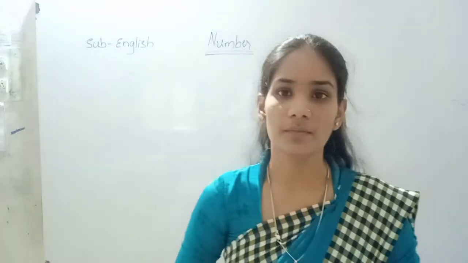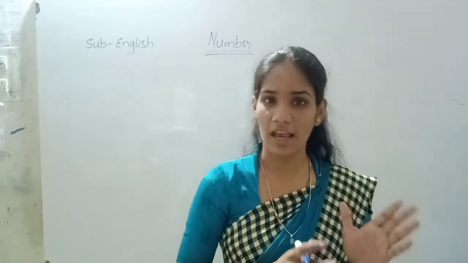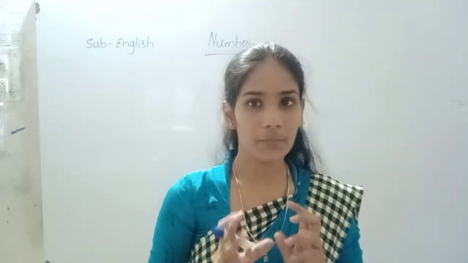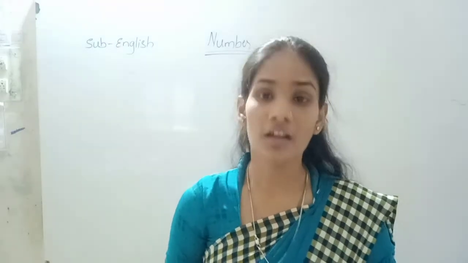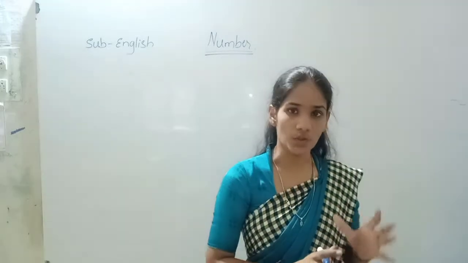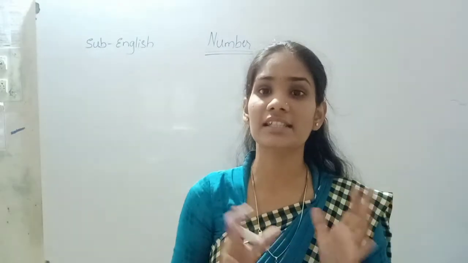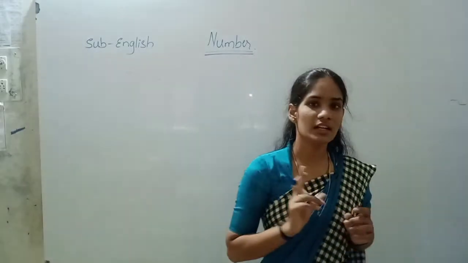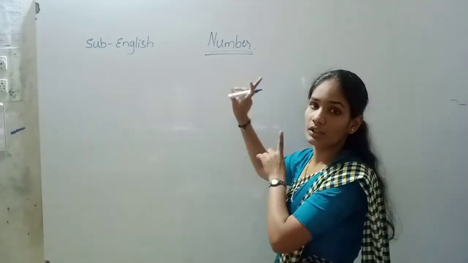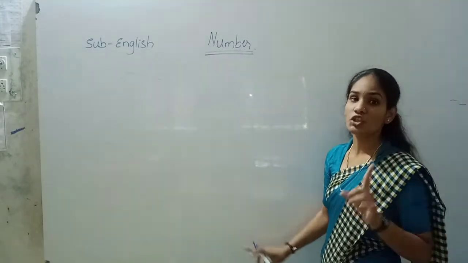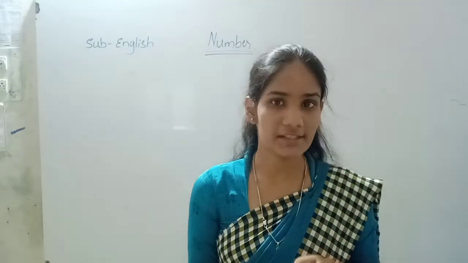So what is this number? Number is a word in grammar. In grammar basics I am talking. So in grammar, number is a word that indicates whether a noun is singular or plural. Now we know a noun is a naming word. So the number is a word which indicates whether a noun is singular or plural, and that is known as a number.